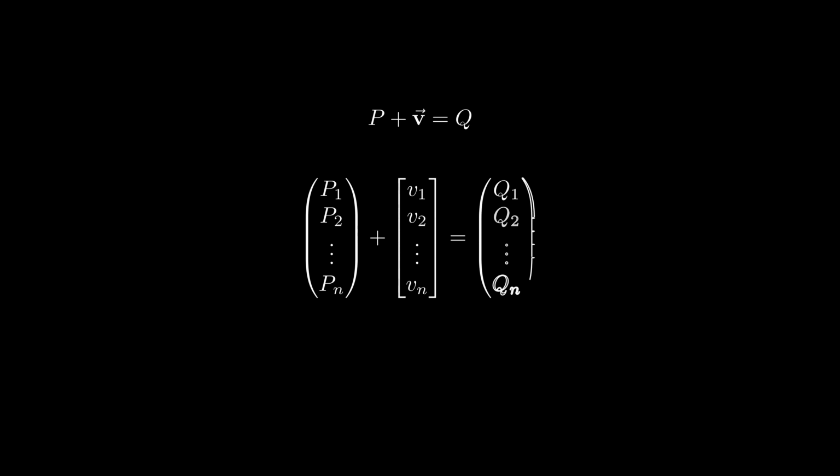Adding a vector to a point gives you a new point. This operation shifts the original point by the direction and magnitude of the vector. You simply add each coordinate of the vector to the corresponding coordinate of the point.